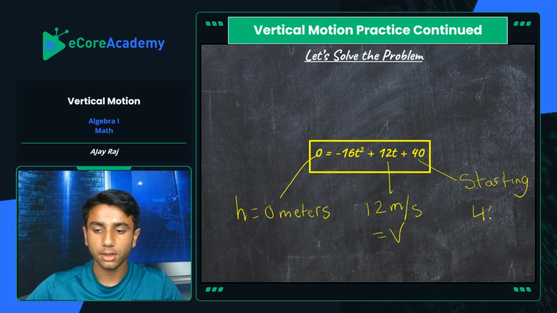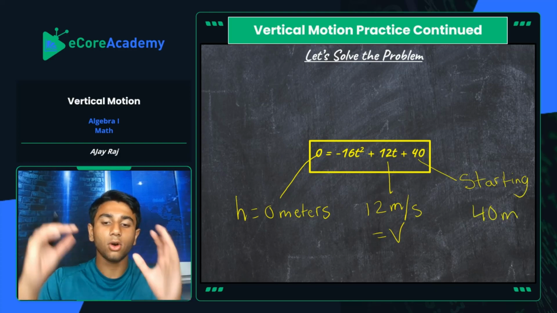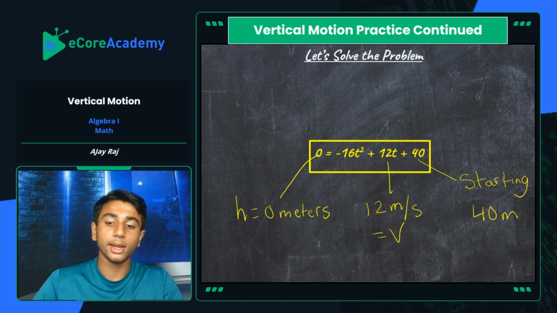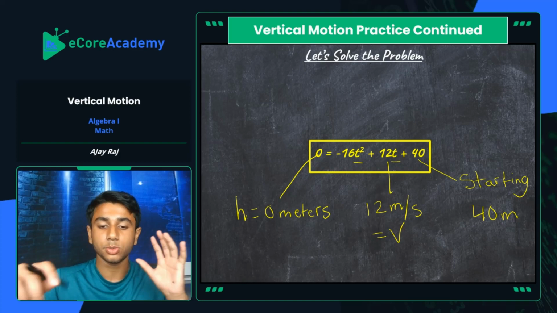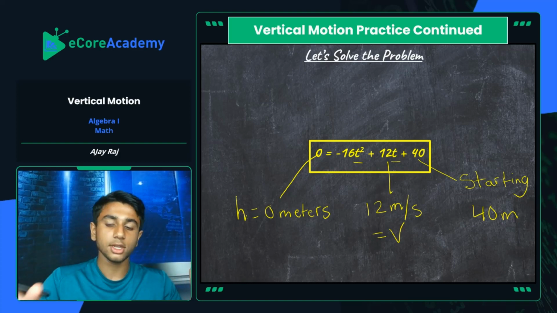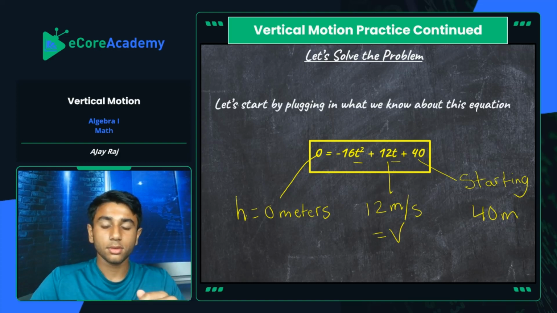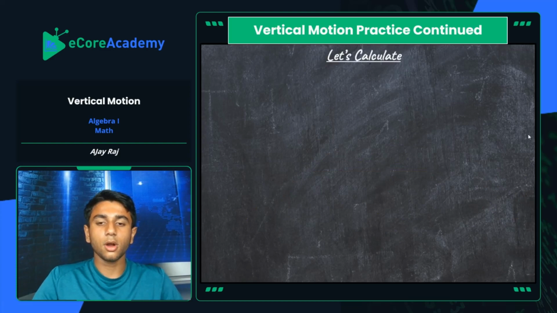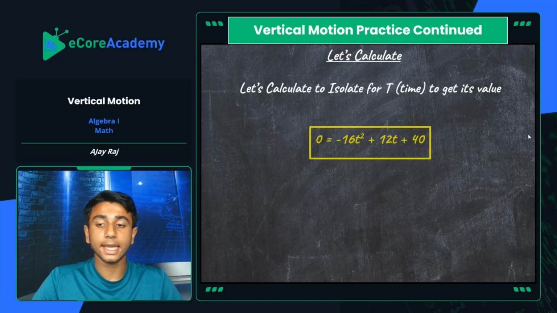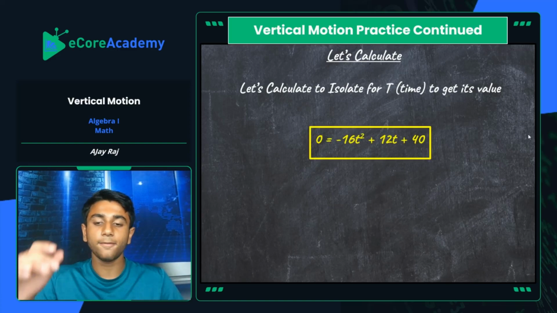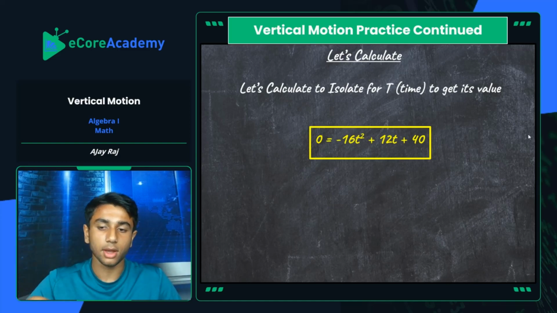So starting at 40 meters high. Now that we've identified all the parts that we have here, we're merely trying to identify what the time is, how long it's going to take for this ball to hit the ground, in seconds. So we've plugged in our height, 0 meters, our velocity, 12 meters per second, and our starting height of 40 meters. All right, so now we're going to calculate for this equation here. We're going to isolate t, time, to get the value of how long it's going to take for this ball launched from the skyscraper to hit the ground. So we plugged in everything that we need, and now we're going to solve for t.